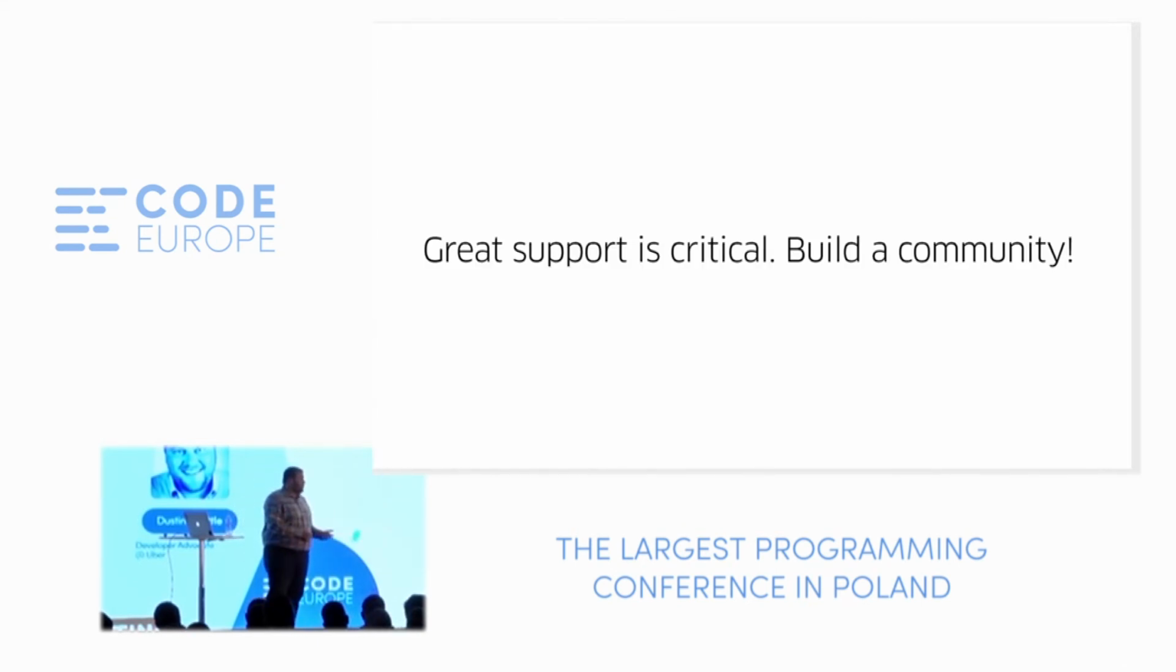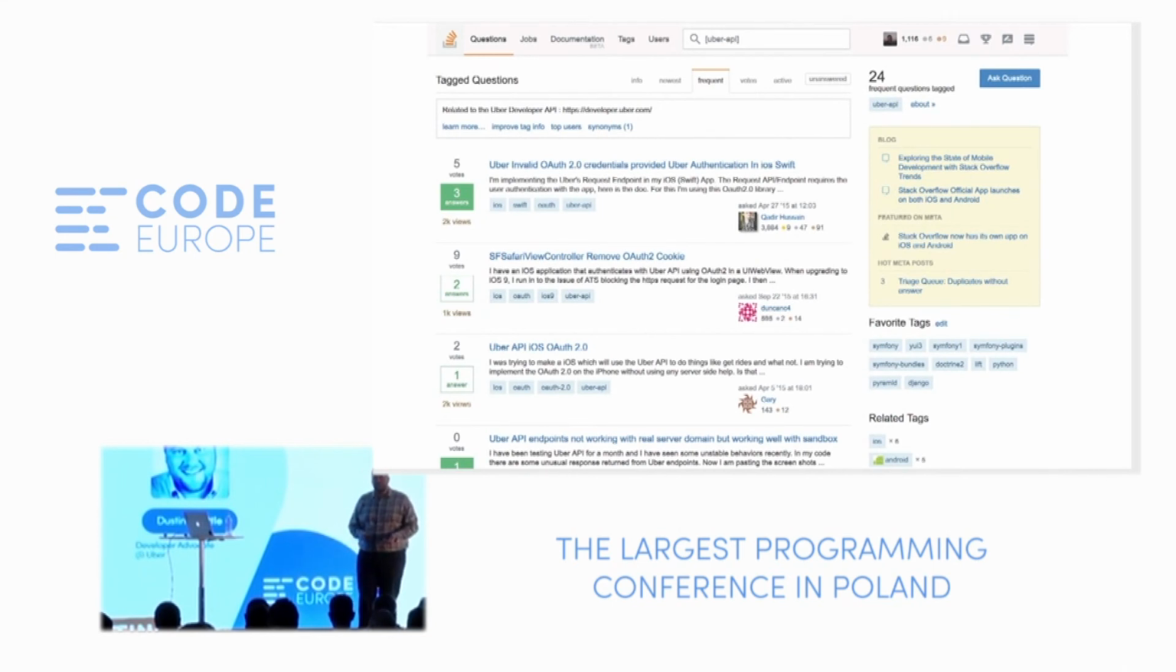And so great support is critical. What we realized is that we wanted to build a community, and we wanted our community to live where the open source world already existed. And so that's on GitHub, that's on Stack Overflow and Medium. And so what we started to do is, instead of having private communities, just work with the general public on Stack Overflow. And so today, if you want to post support requests, you really just go to Stack Overflow and ask a question and tag it with Uber API.